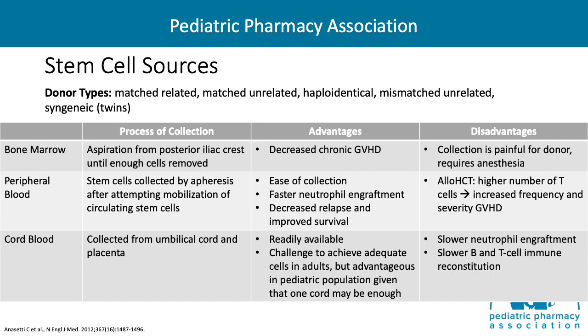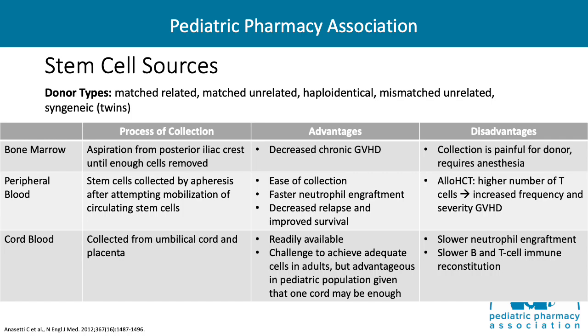Stem cells may be collected from different origins, such as the bone marrow, peripheral blood, and cord blood. Stem cells are collected from the bone marrow by aspiration from the posterior iliac crest until enough cells are removed. It has the advantage of decreased rates of chronic graft versus host disease, or GVHD, but the collection is painful for the donor and also requires anesthesia.